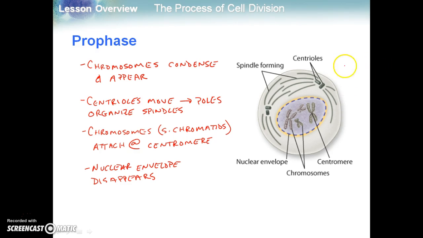So we're going to have the chromosomes appear, and the sister chromatids are going to attach to one another at the centromere. We're going to have the centrioles start to move towards opposite poles of the cell, and our spindles are going to form. And finally, our nuclear envelope is going to disappear, and we're no longer going to see it.